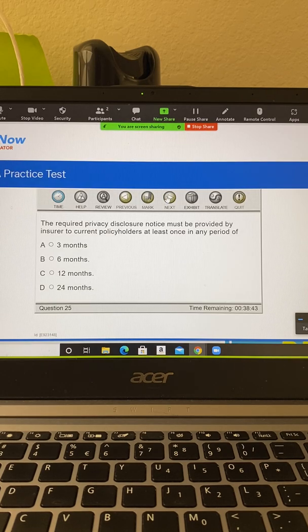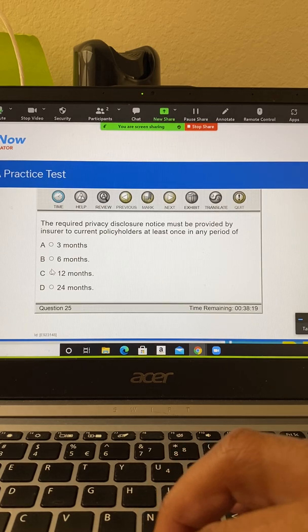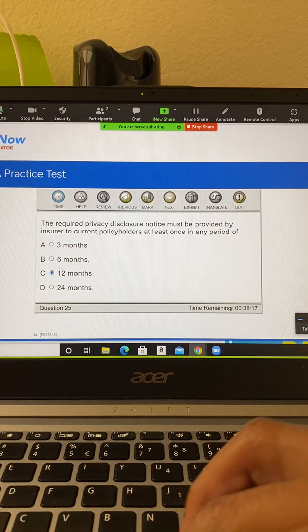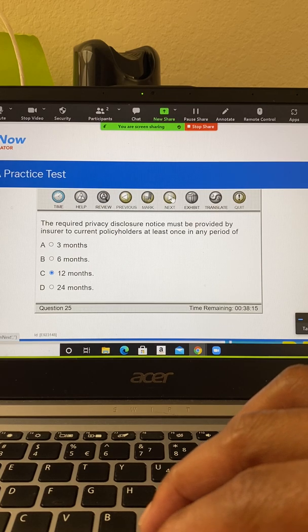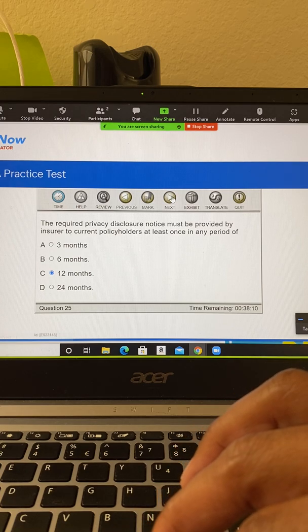All right, next. The required privacy disclosure notice must be provided by the insurer to current policyholders at least once in any period of, is it 12 months? I think it's 12 months. I'm guessing on them time periods, like I said before, but let's go with 12. You go with your first gut, your first instinct.